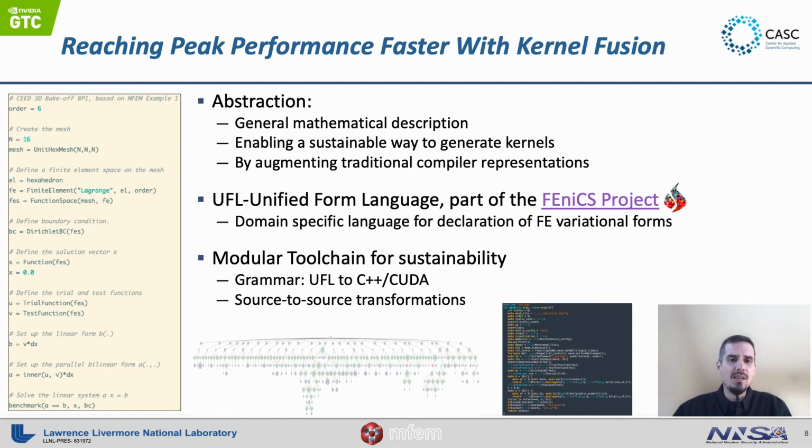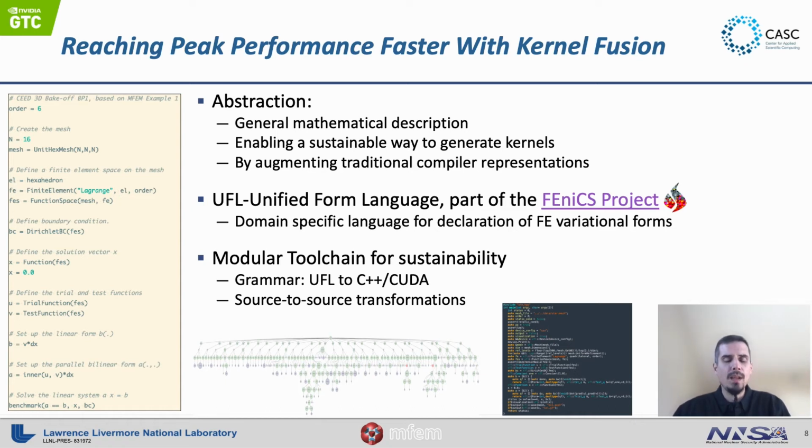It specifies the mesh, the finite element involved, the function space, the boundary condition, the solution vector, the trial and test functions, as well as the linear and bilinear forms. We have added special function calls to help with the implementation. And starting with your favorite compiler frontend, you are able to build a modular toolchain that transforms UFL to C++ and raw CUDA.